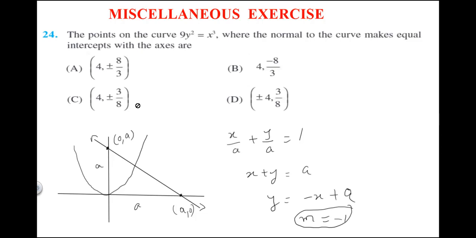Let us see which is this option. So going to the question, we see this is 4 comma plus minus 8 by 3 we are getting. This is option number A. So A is the correct answer for question number 24.